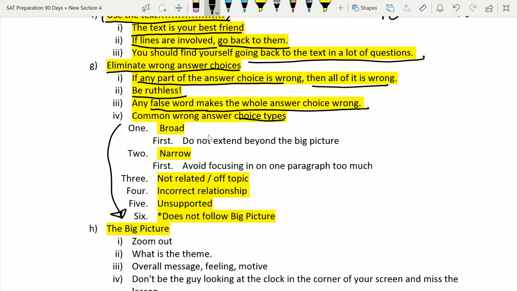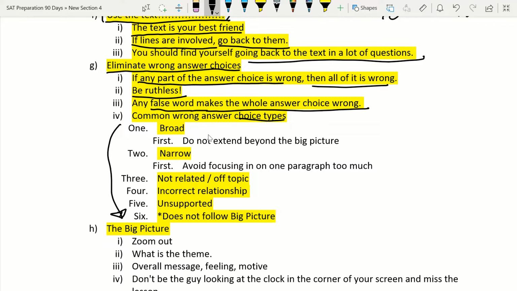So if your answer choice is too broad, too general, and not specific enough to the passage, this would mean that it does not extend beyond the big picture. Or rather, it should say extending beyond the big picture, not do not extend, right? You read your passage, you come up with your big picture.